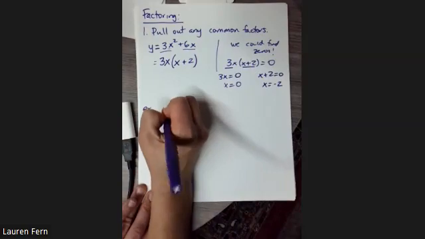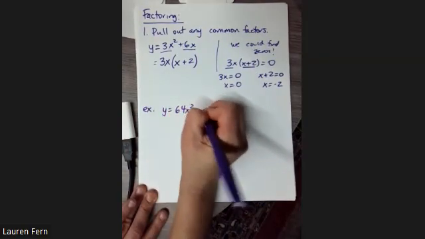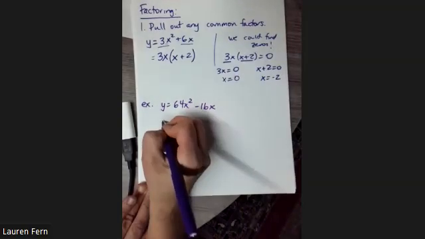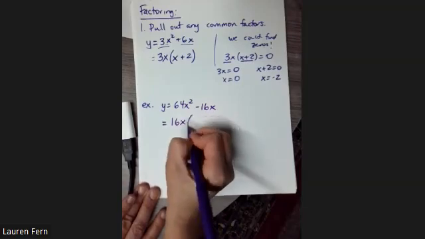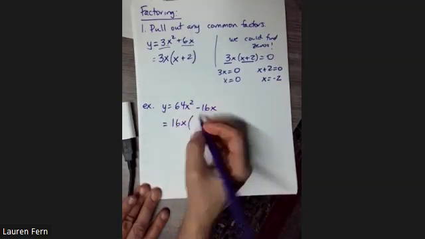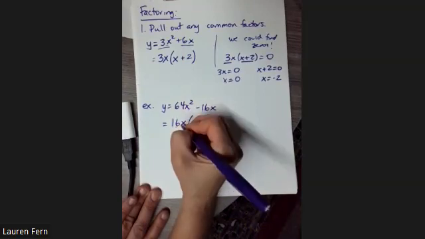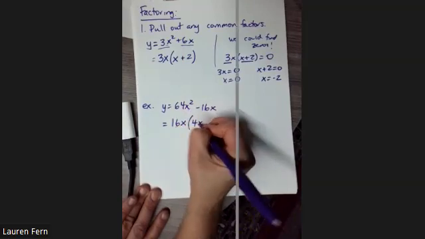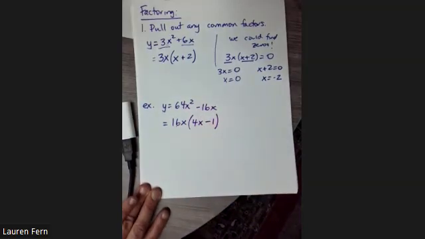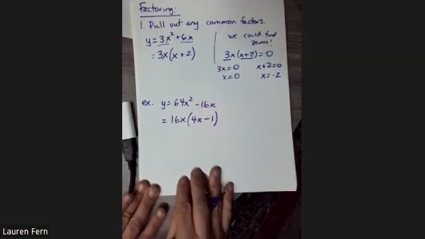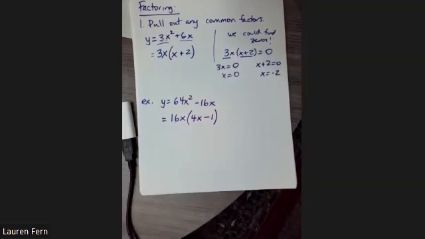Let's do another example. What if I have 64x squared minus 16x? What do I have in common here? Well, I claim 16x is in common. 64 divided by 16 is 4. I had 2 x's. I pulled out 1. I have 1 left. And notice here I took everything out. So I'm left with a negative 1. So first thing, if there are common factors, pull them out.